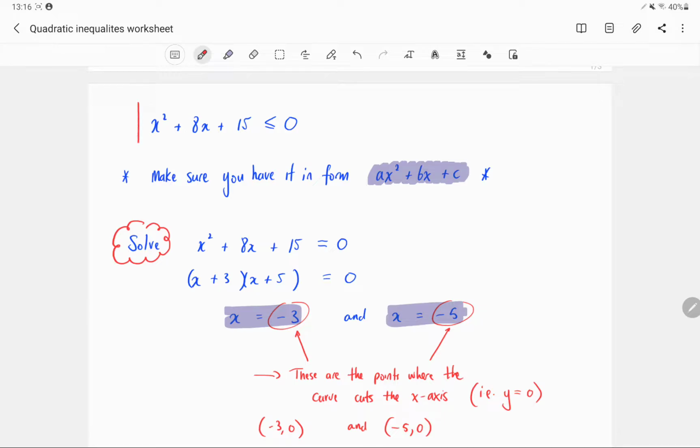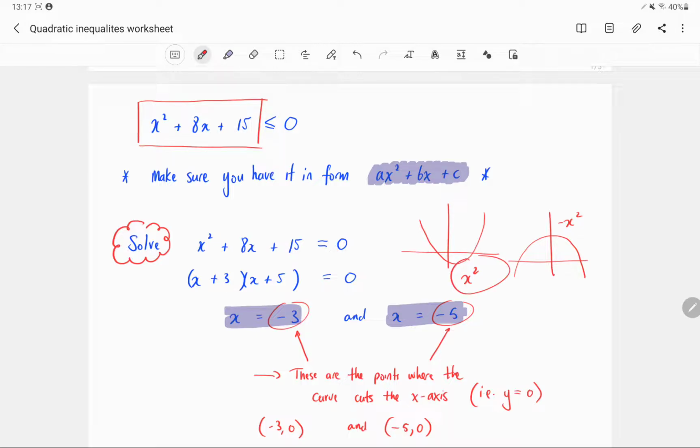Just note that quadratics, whenever we sketch them, can take two forms. They can be U-shaped, or the opposite, upside down, an N shape if you like. The one on the left is whenever we have a positive x squared coefficient, and the one on the right is whenever we have a negative x squared coefficient. Whenever it comes to quadratic inequalities, you're only going to have to sketch the U-shaped ones.